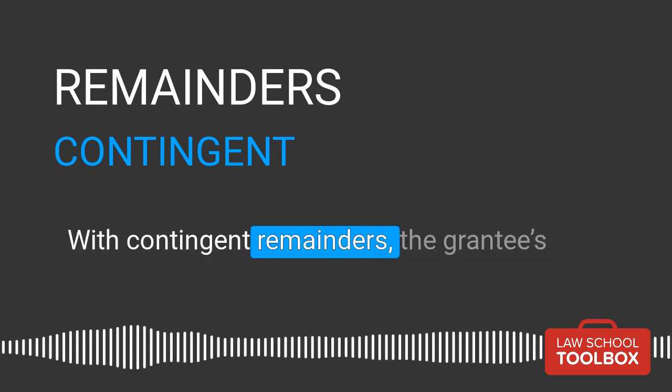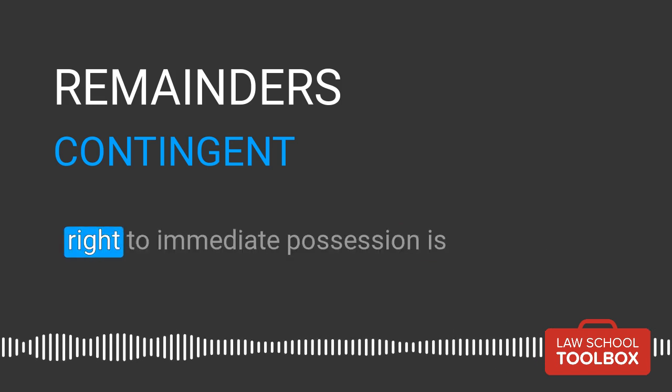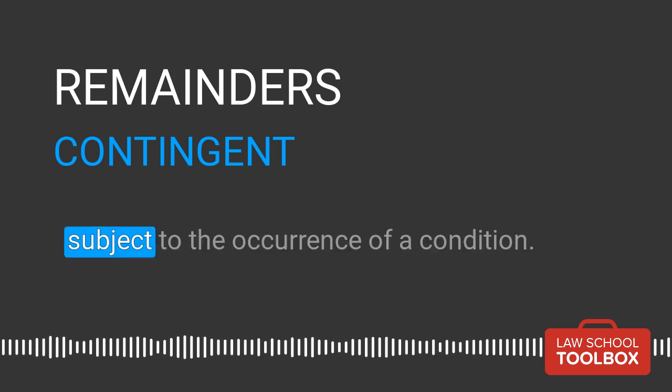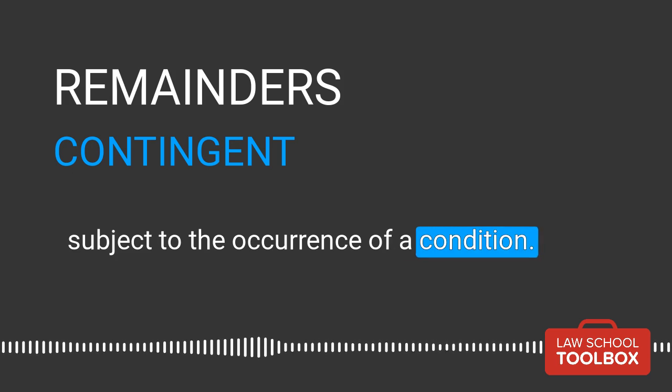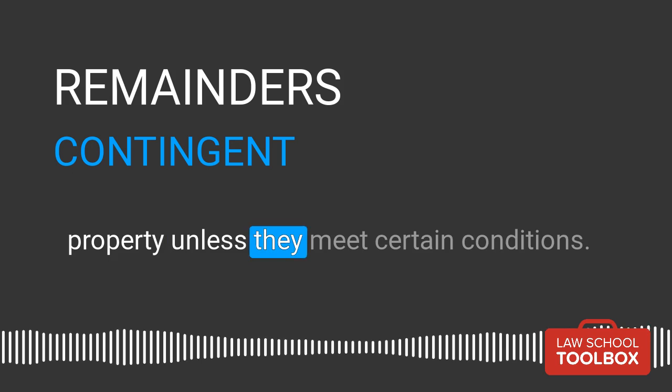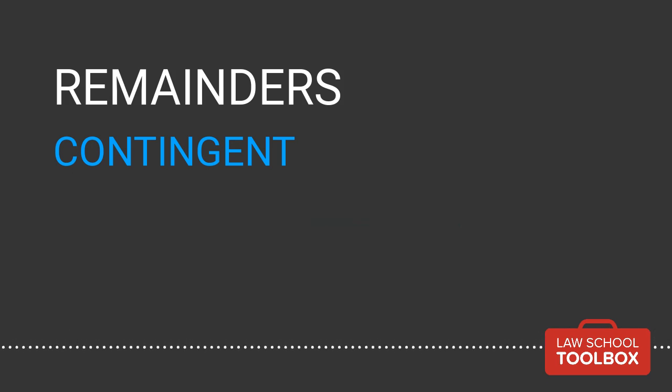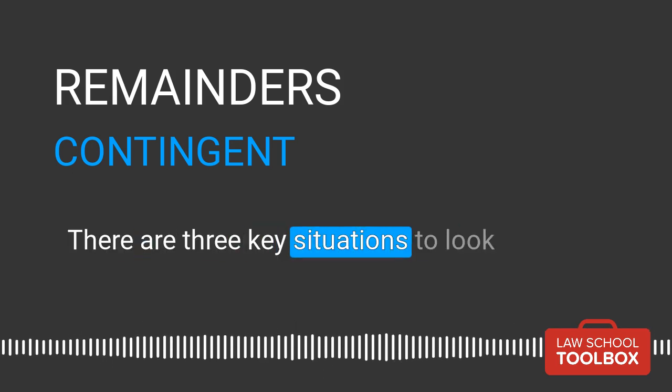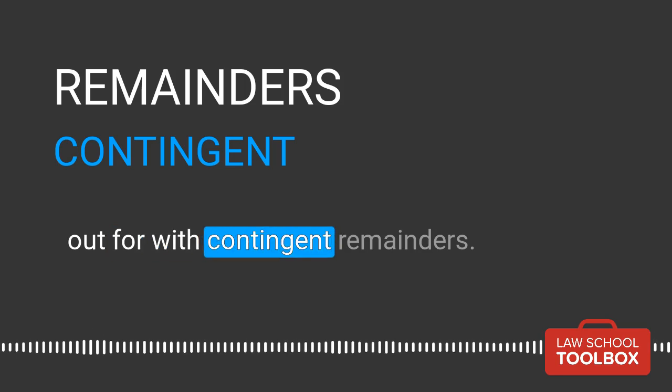Now, what about contingent remainders? With contingent remainders, the grantee's right to immediate possession is subject to the occurrence of a condition. Essentially, the grantee does not get the property unless they meet certain conditions. There are 3 key situations to look out for with contingent remainders.